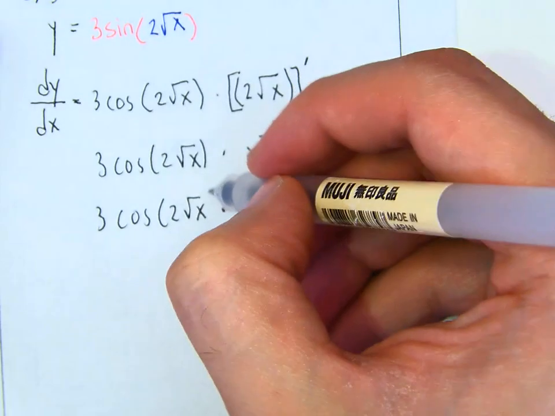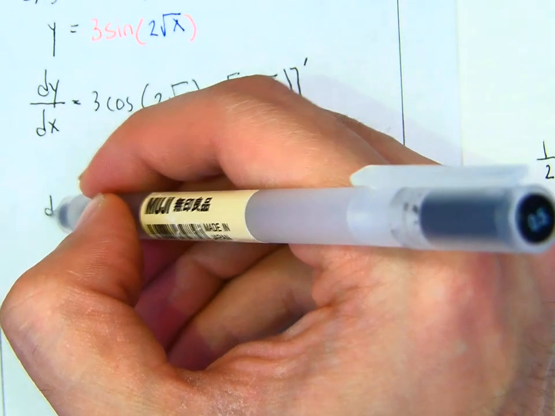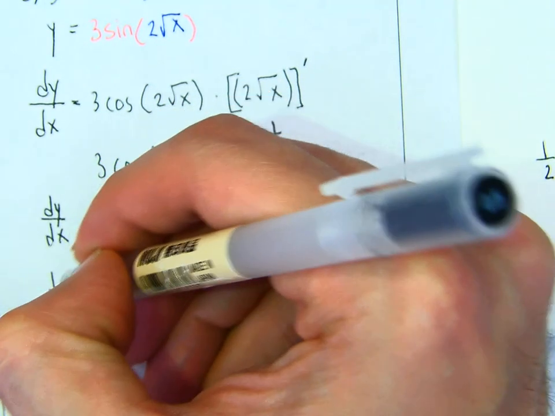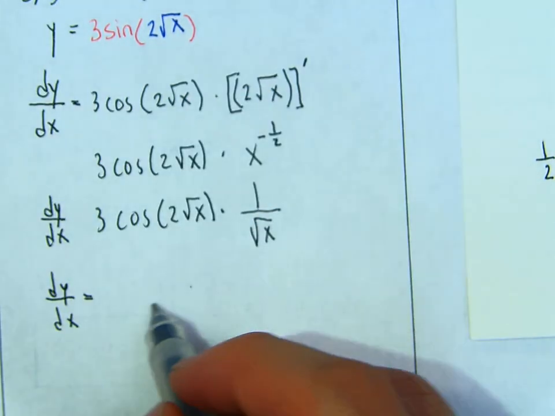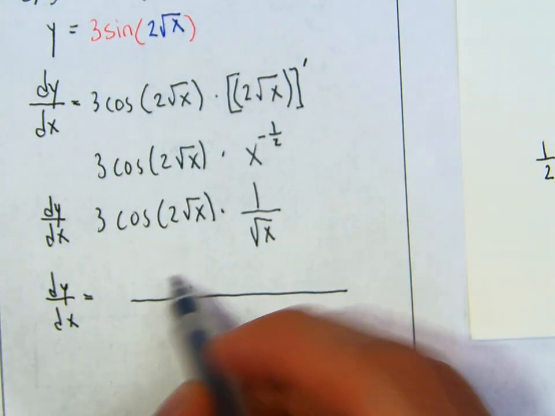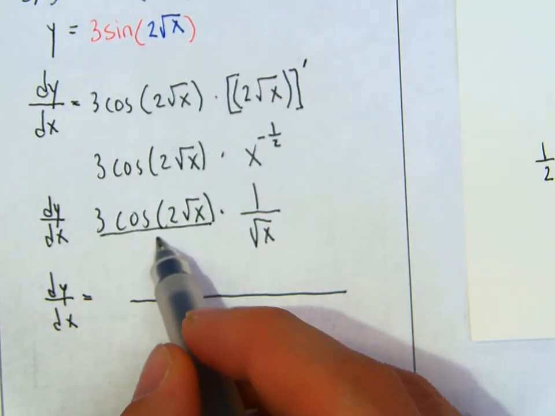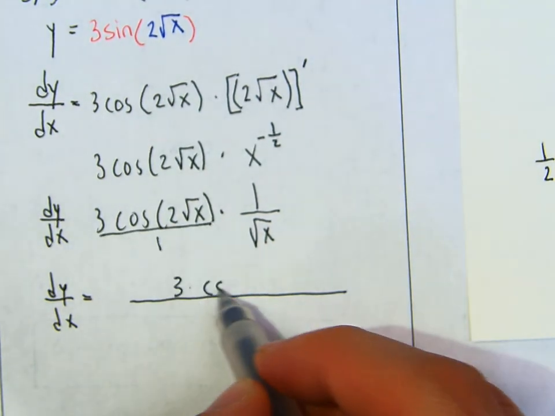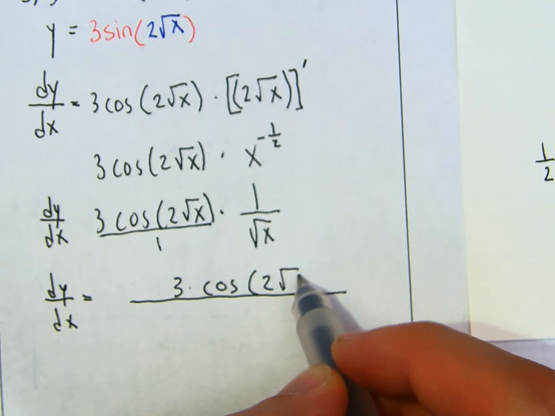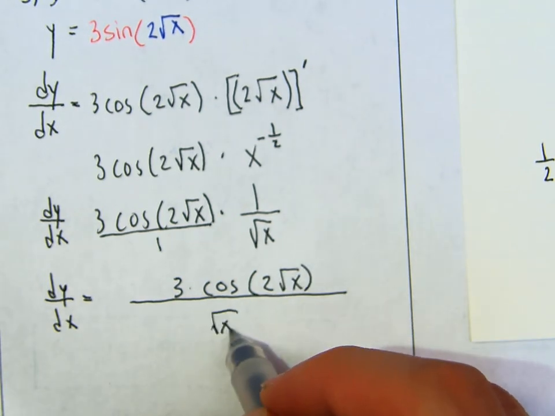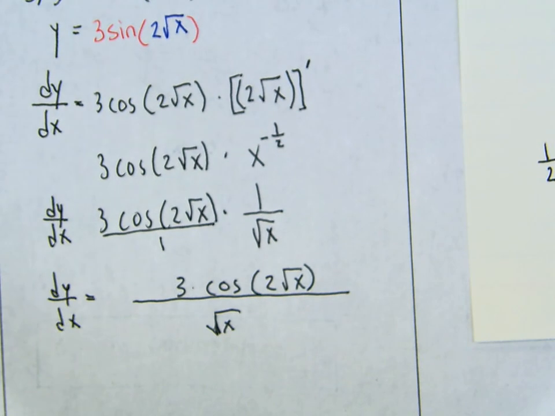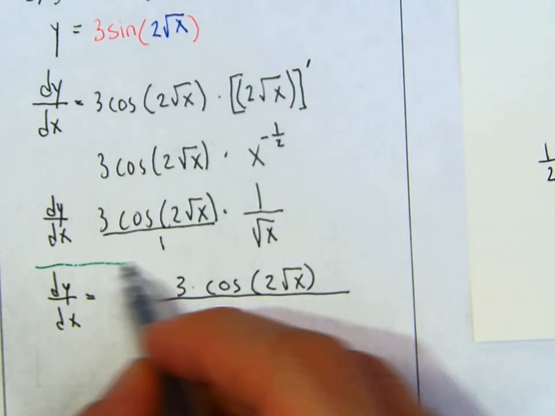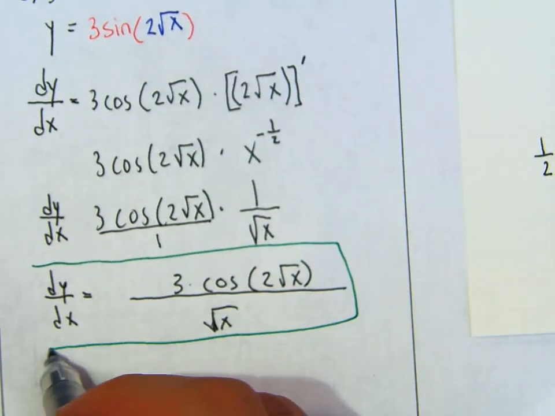Okay? And now here, this is dy dx, right? Now here, the idea is you just have this. Remember that this is over 1. So this is 3 cosine 2 radical x over square root x. Okay? And this is it. That was a lot of work. Well, not a lot, but you had to put in some work over here.